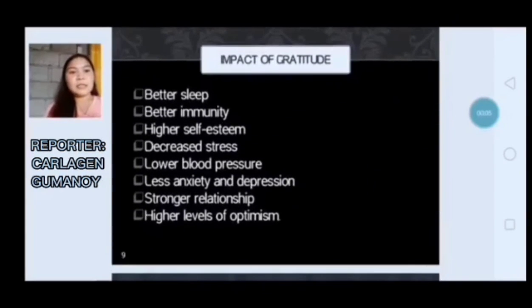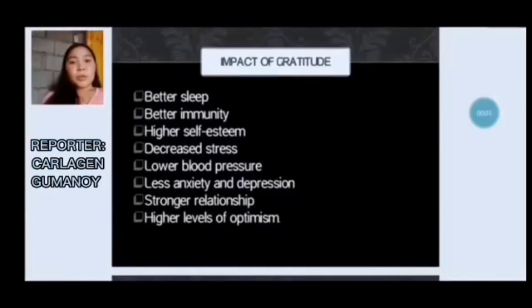So, next is impact of gratitude. So, there are 8 impacts of gratitude.